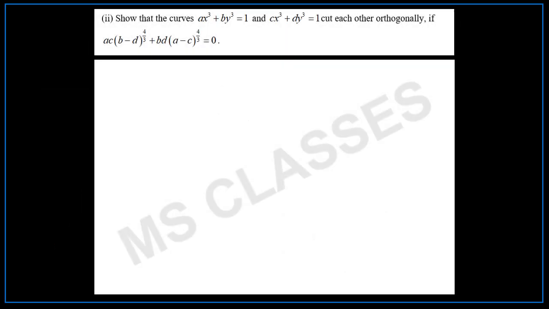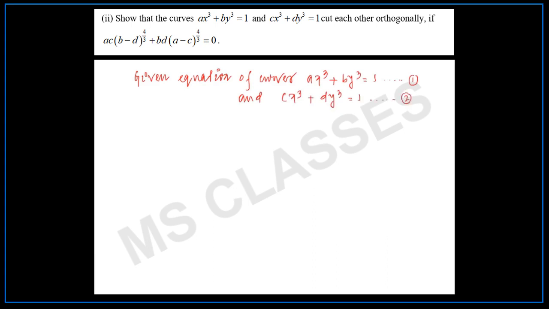Given equation of curves: the first curve is ax cube plus by cube equal to 1, which we mark as equation 1. And another equation of the curve is cx cube plus dy cube equal to 1. Now it is said in the question that they cut orthogonally.